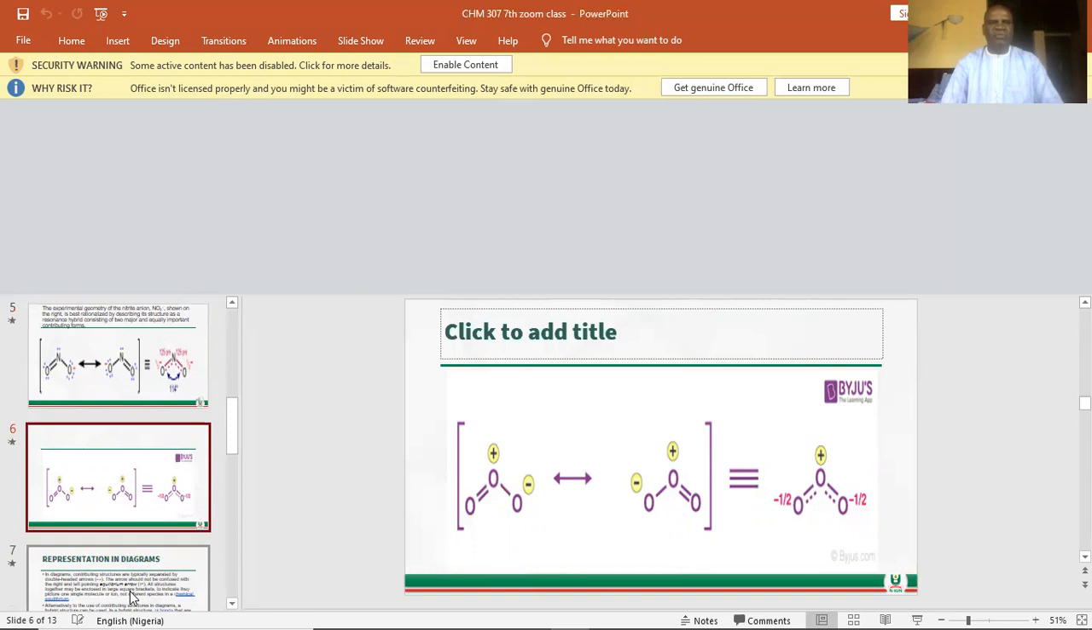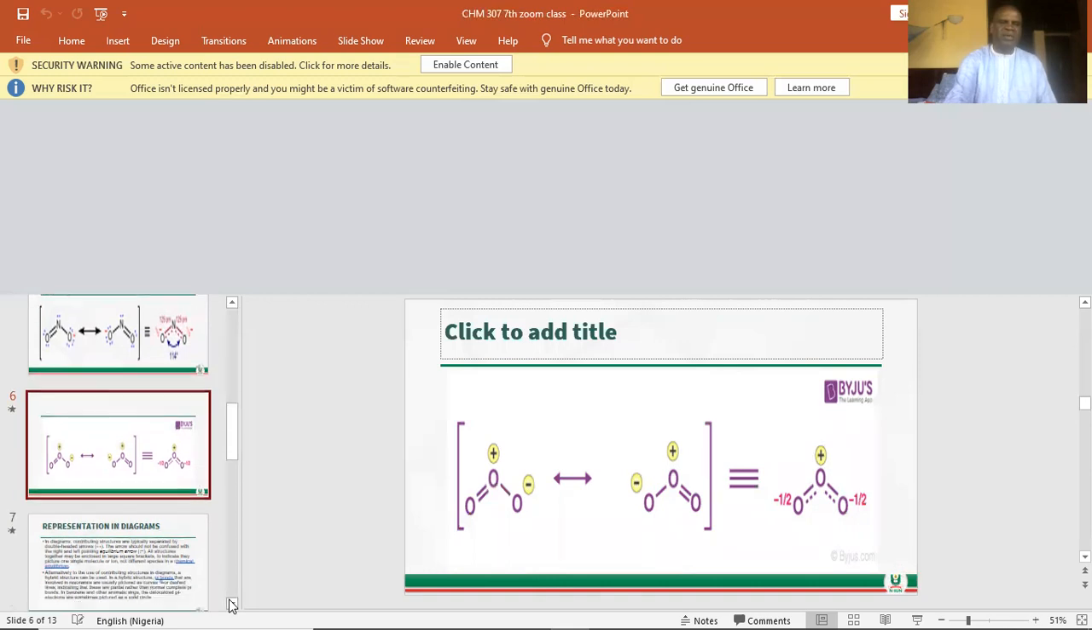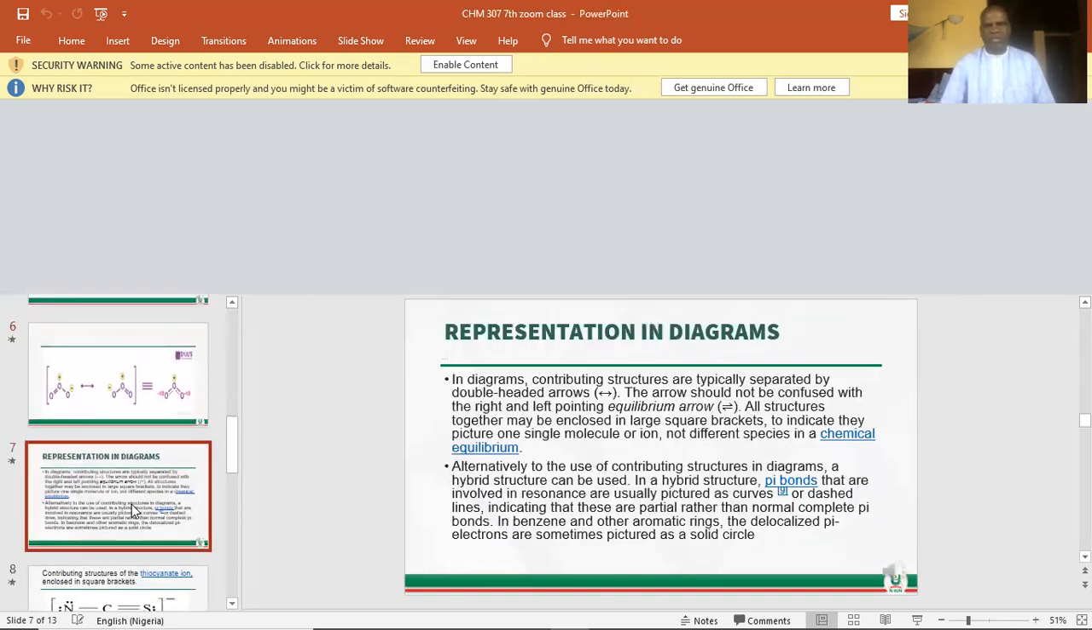this one also tried to give us an illustration on how the charges are actually placed on top of one another. Now, the representation in the diagram actually means that contributing structures are typically separated by double-headed arrows, like something that looks like a reversible arrow, but this time it's not two half arrows, it's a single arrow pointing in both directions. The arrow should not be confused with the right and left pointing equilibrium arrow.